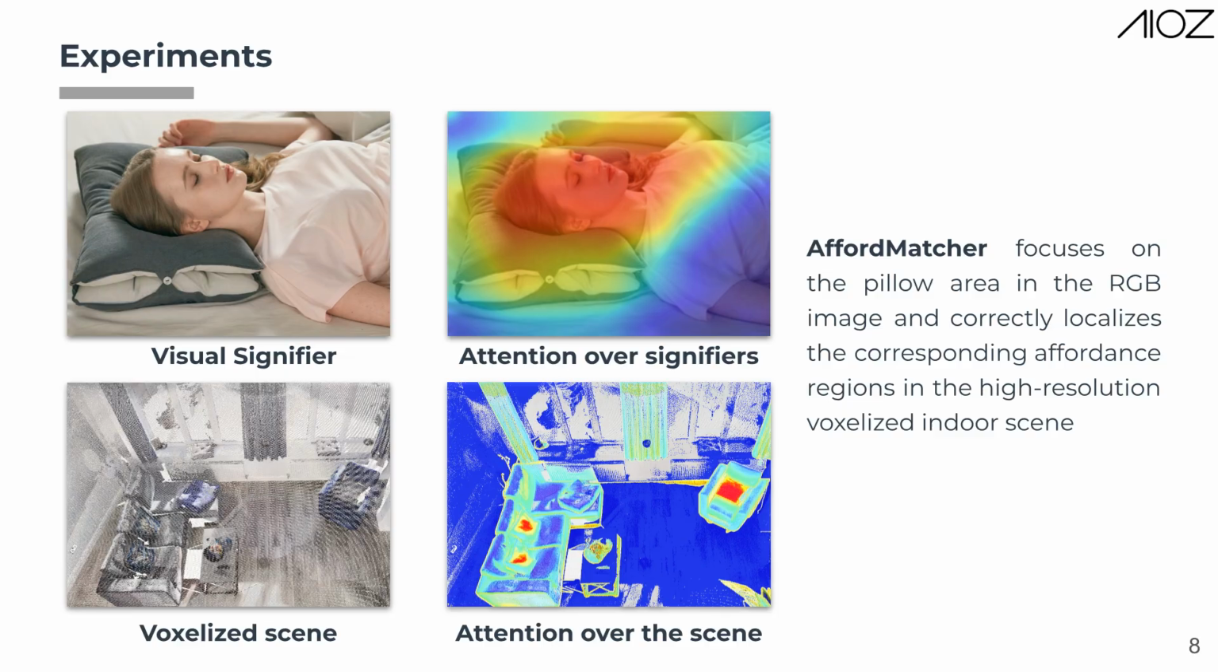Now let's explore how the learned attention maps transfer reasoning cues across modalities. As we can see in the rest on pillow example, the visual signifier concentrates on the pillow region. Its spatial attention can emphasize the corresponding voxels on seating surfaces, confirming consistent cross-modal learning for affordance localization.